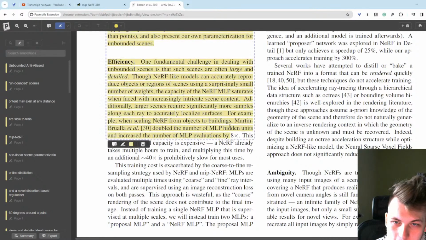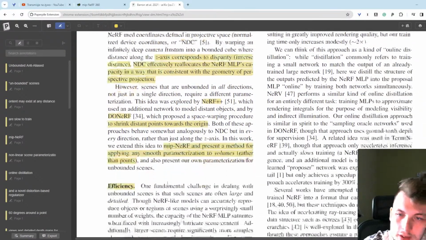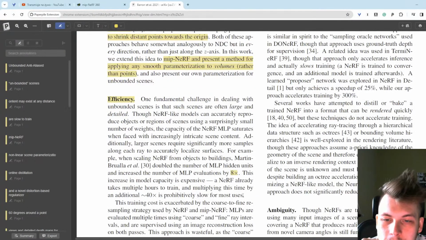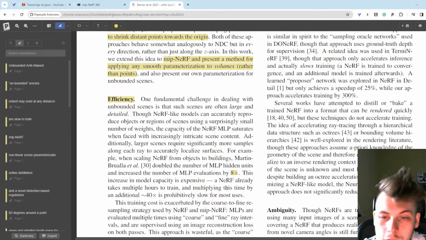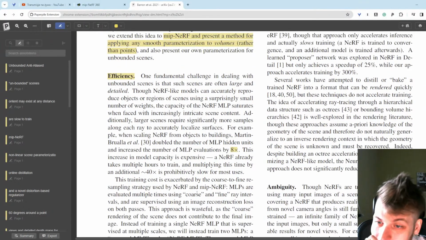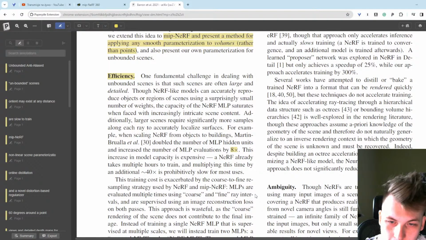Great. Even bigger thing. 8x, not fun. This increase in model capacity is expensive. A NeRF already takes multiple hours to train. Multiplying this time by an additional 40x is prohibitively slow for most users. Yeah, exactly. This training cost is increased by the coarse-to-fine resampling strategy used by NeRF and Mip-NeRF. MLPs are evaluated multiple times in coarse and fine ray intervals and are supervised using an image reconstruction loss on both passes.